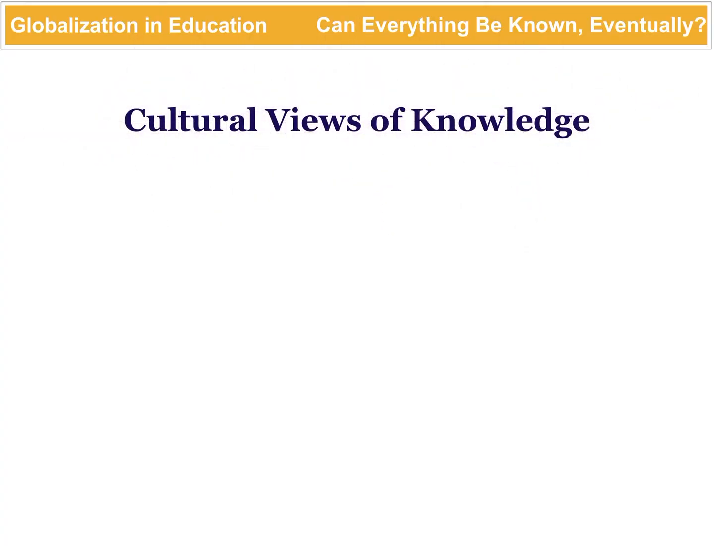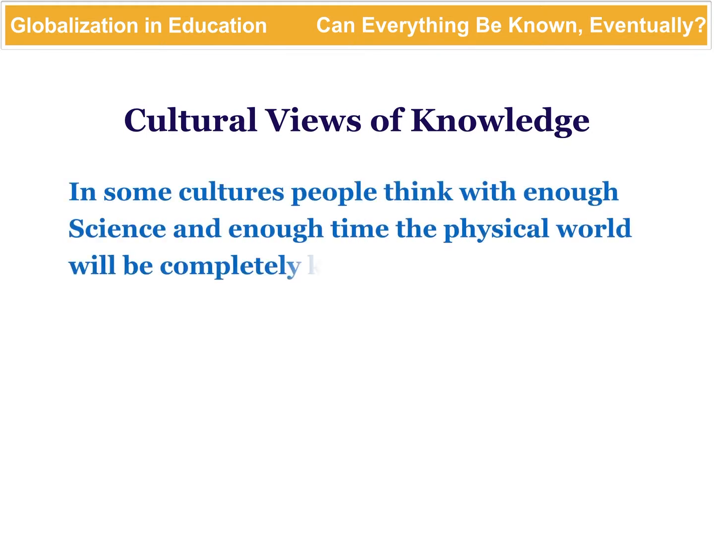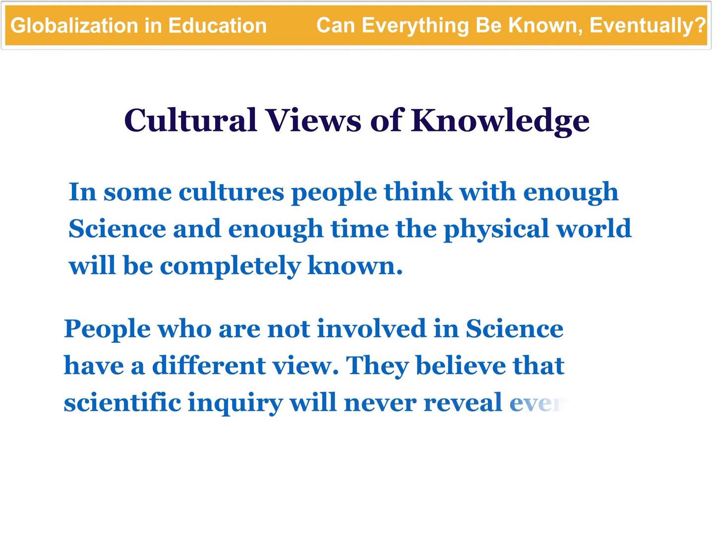Can everything be known eventually? In some cultures, people think with enough science and enough time, the physical world will be completely known. People not involved in science have different views. They believe that scientific inquiry will never reveal everything. The difference is in the dichotomy between the East and the West on that, where in the West, we want to delineate everything, define everything. In the East, there's more acceptance of mystery and mysticism, and allowing things to be as they are and not to define and create a black and white, an either or, but more of a both and in the Eastern mindset.